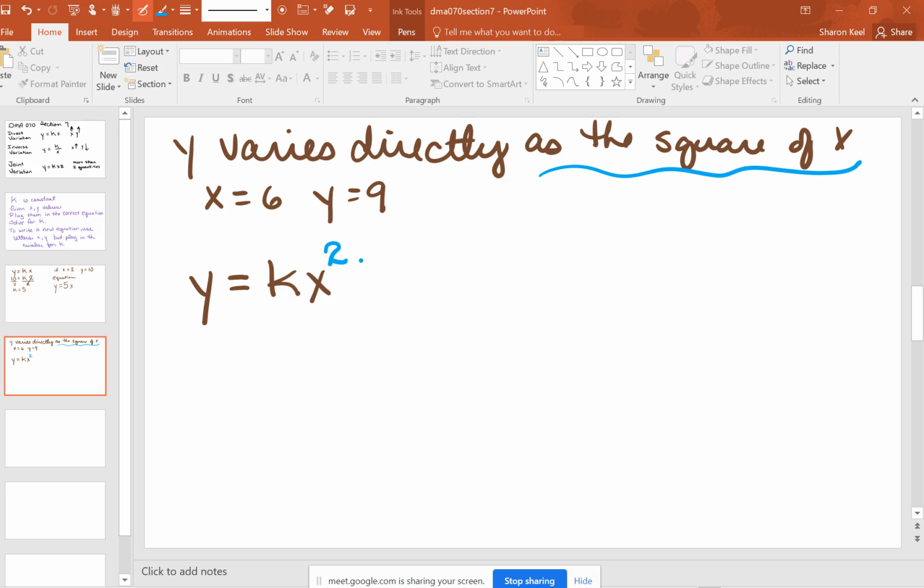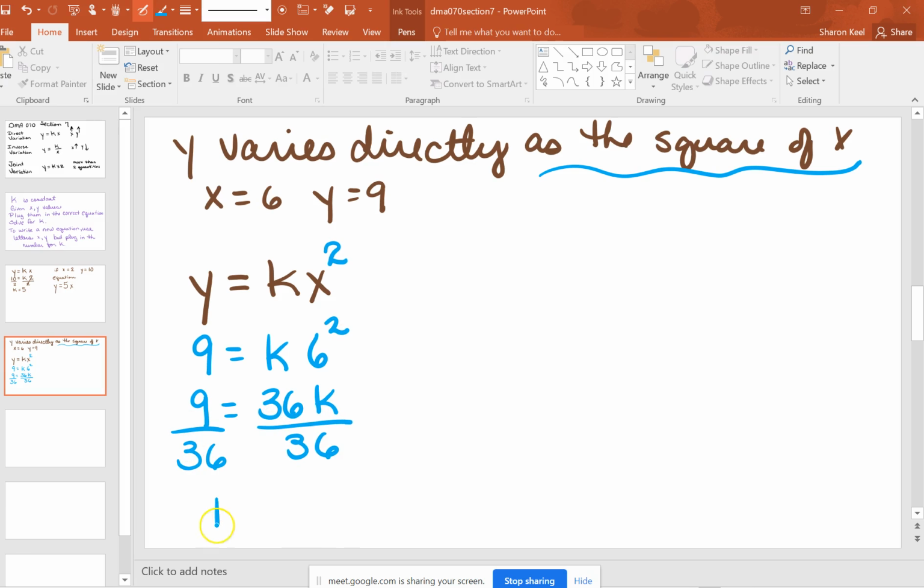And then here I still plug in the values they gave me. 9 would go here, k, and then I would have 6 squared. So 9 would be equal to 36k, since 6 squared is 36. Divide both sides by 36, and then k is equal to, simplify this fraction, 1/4. So when I write my new equation, it would be y equals, k is the fraction 1/4, and then the x, I still would include the little squared along with it.